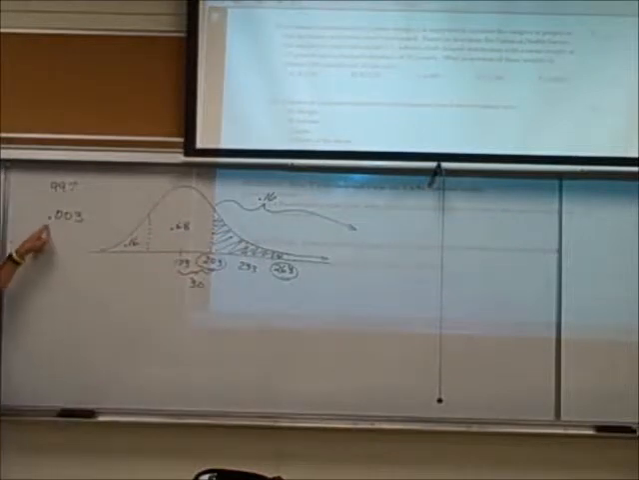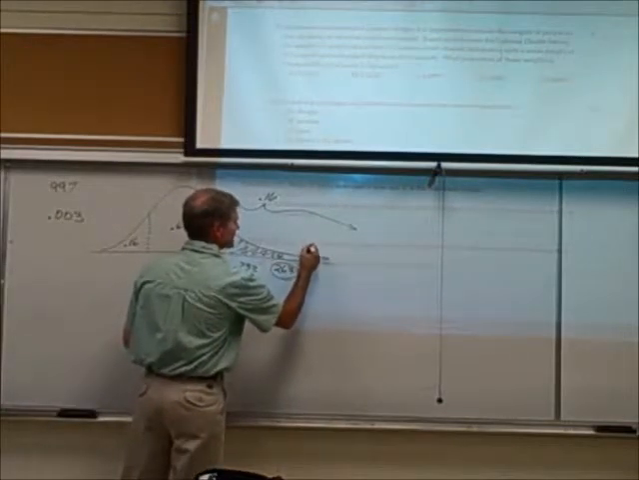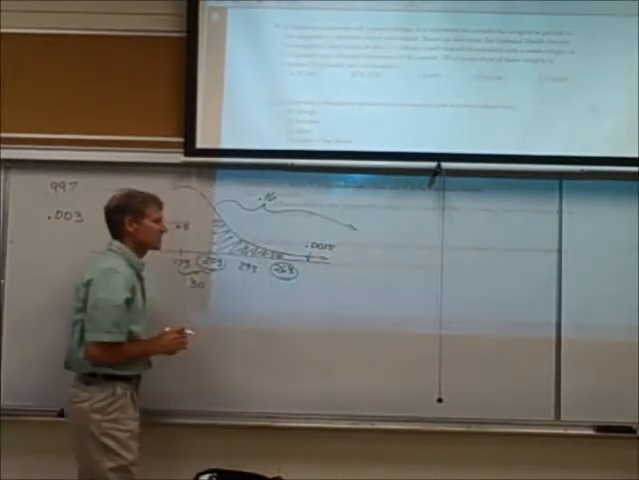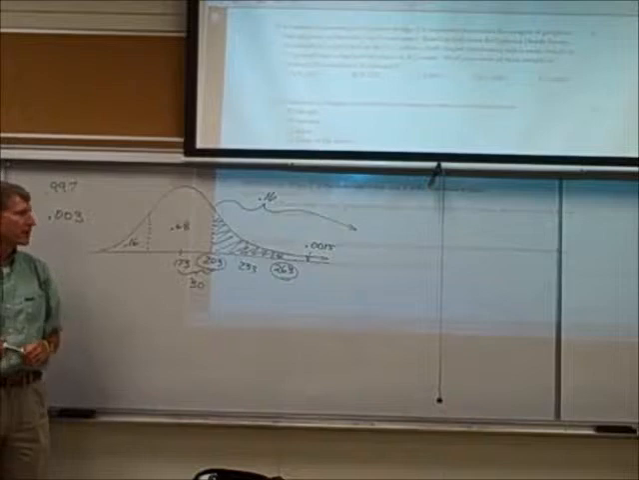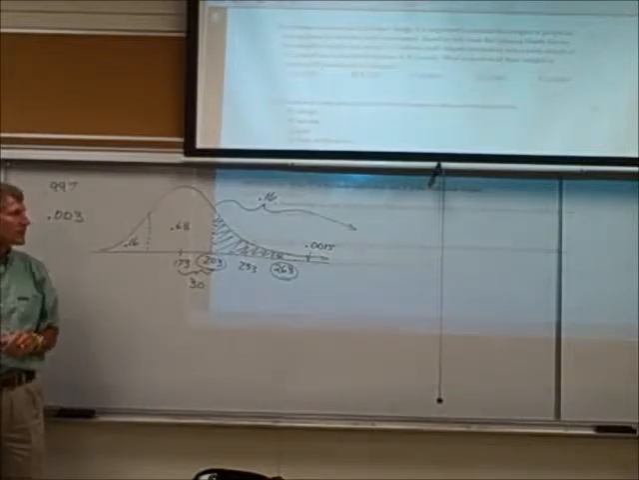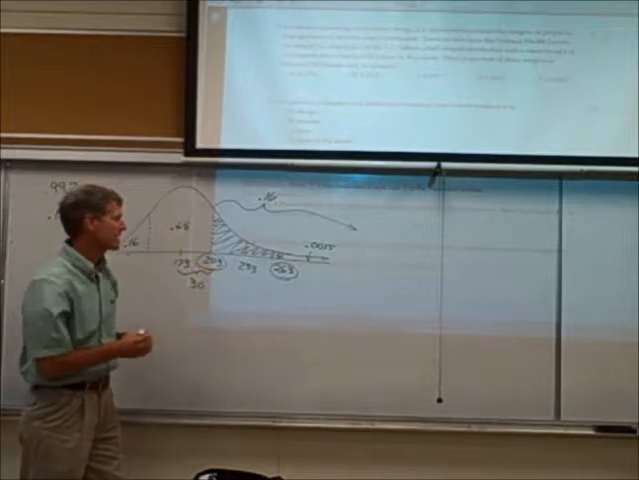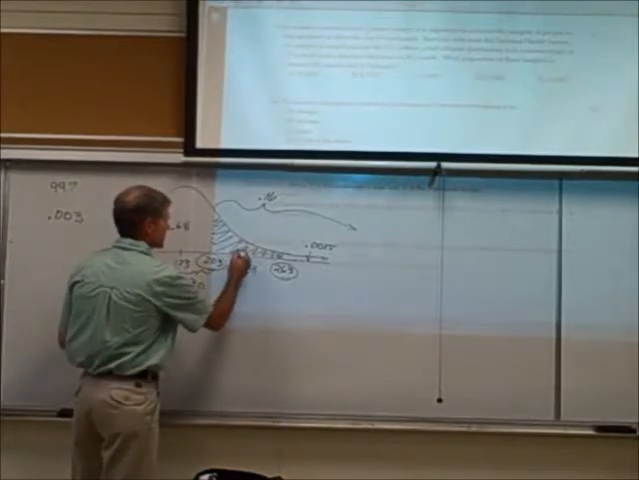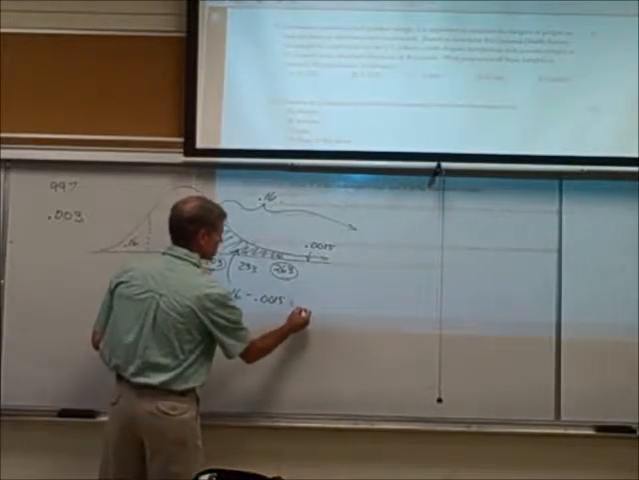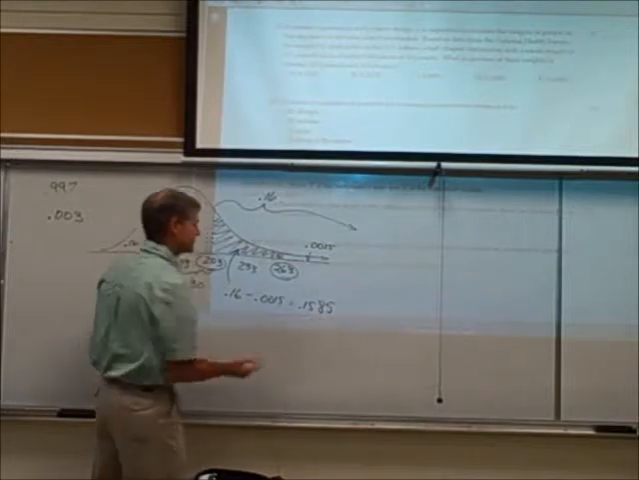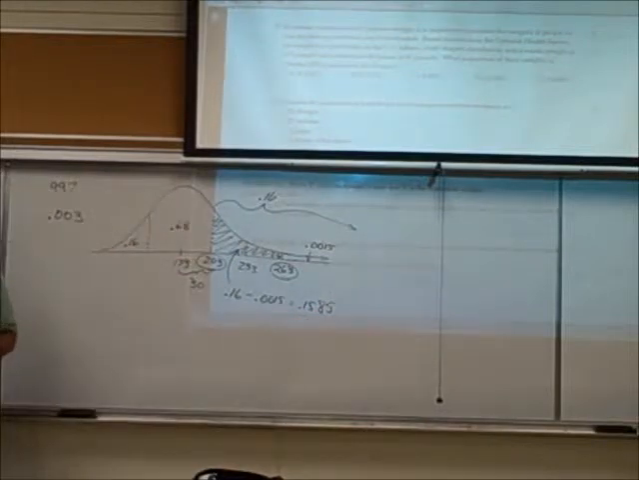Half of it. How much of the leftover 0.003 goes up there? Half of it. What's half of 0.003? 0.0015. So this area of that little sliver is 0.0015. So just a little more than 1/10 of 1% of the population would be out there above 263 pounds. So all I gotta do is subtract that off of 0.16, and I have my shaded region. So the shaded region is 0.16 minus 0.0015, which is 0.1585. Okay?